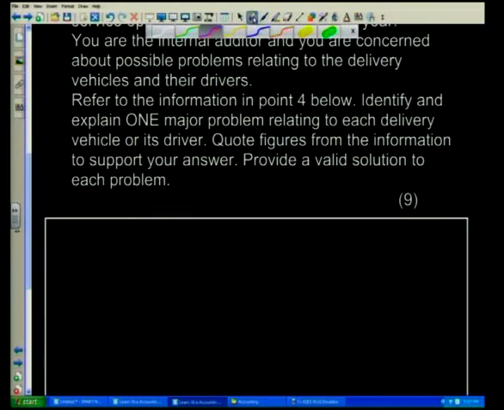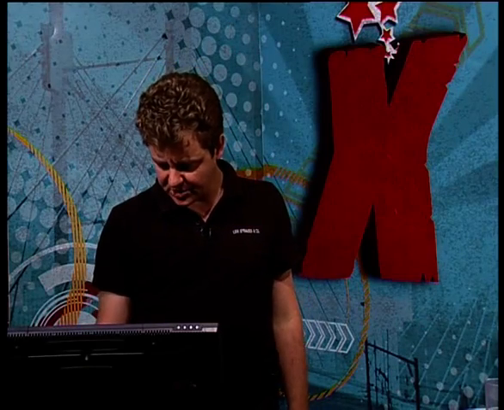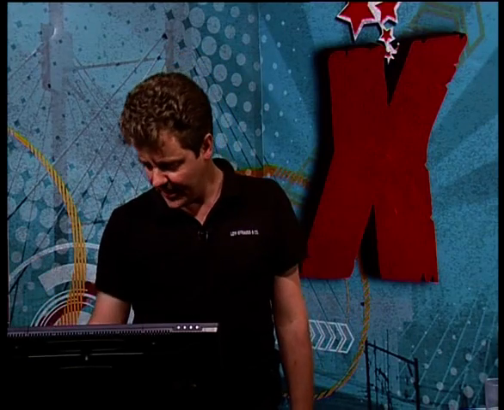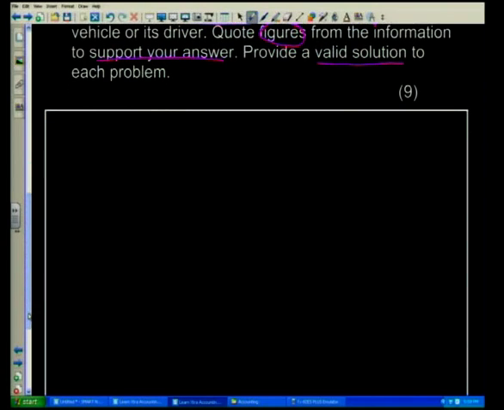You'll see there that we are actually required to do different things. First of all, we are supposed to identify one problem relating to each delivery vehicle. In other words, we have to do 3 separate problems. Secondly, we are supposed to support our answer with figures. So we're going to have to take some number or some figure from the answer in order to justify or to motivate the answer that we've given. And thirdly, we are supposed to provide a valid solution to each problem. So let's look at the three vehicles in turn. First of all, we can consider delivery vehicle 1.